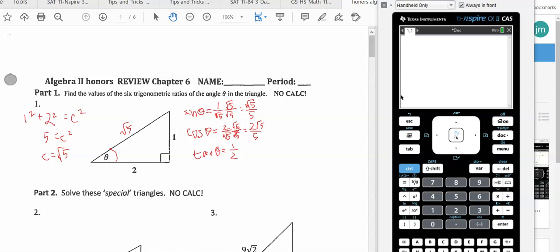Okay, the reciprocal functions. The reciprocal of sine is cosecant of theta equals. So that would be the reciprocal of this one. So it'd be square root of 5 over 1 or square root of 5. Secant is the reciprocal of cosine. So that'd be the reciprocal of 2 over that. So square root of 5 over 2. And then cotangent is the reciprocal of tangent. And that'd just be 2, because 1 over 2 flipped is that.